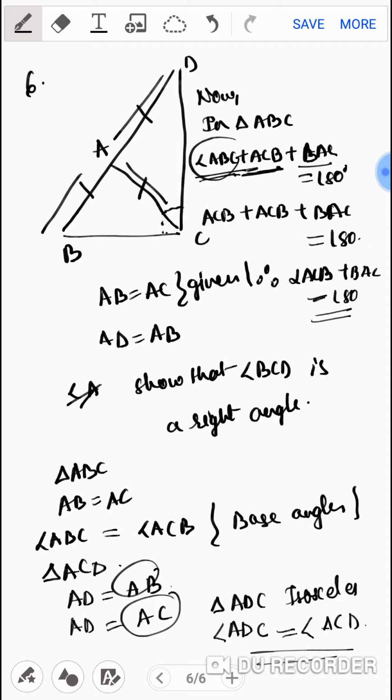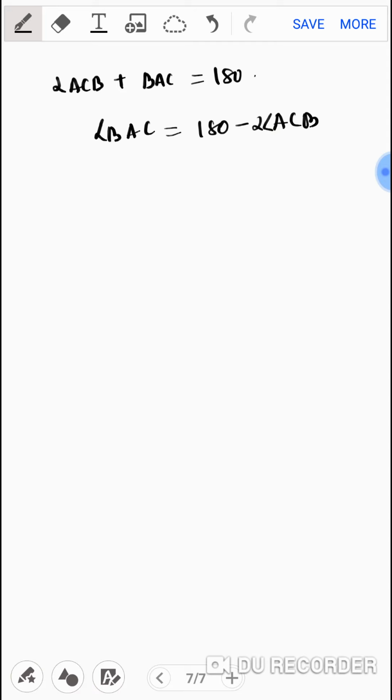From there, I'll write it again. I got 2ACB plus BAC is equal to 180. From there, can I take BAC as the subject? What I'll get? 180 minus 2 angle ACB. Can I mark this as equation 1?